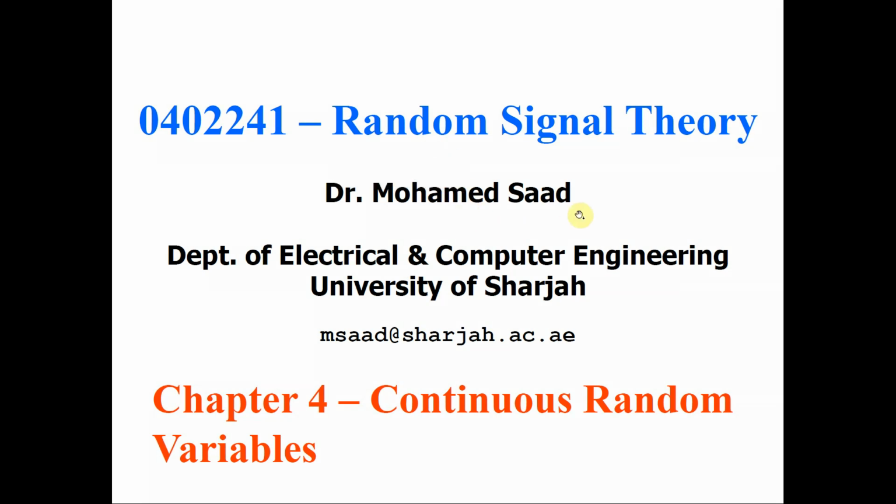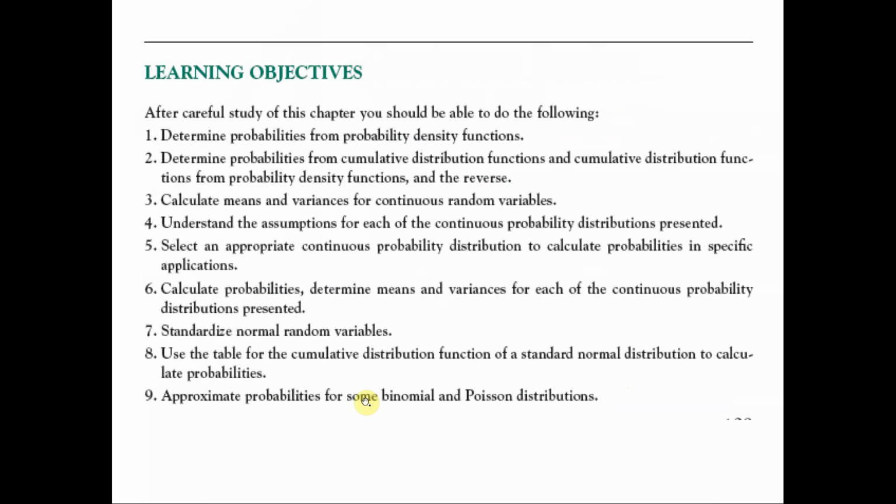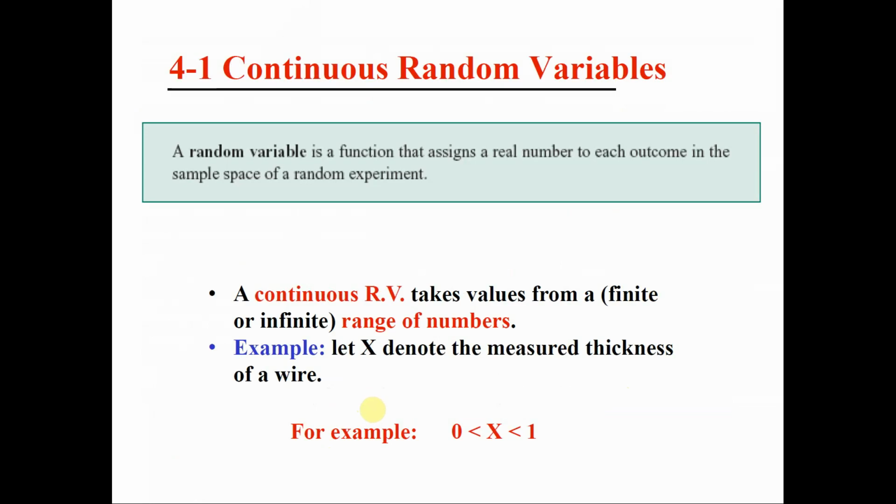This is Dr. Muhammad Saad, and we are continuing our lectures on random signal theory. In this video, we start a new chapter, chapter 4, continuous random variables. In the previous chapter, we talked about discrete random variables, those random variables x that take values from a discrete set of numbers. In this chapter, we will talk about continuous random variables.